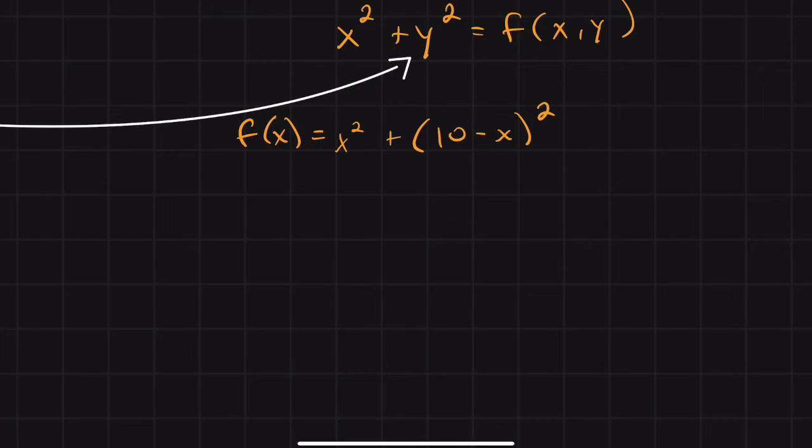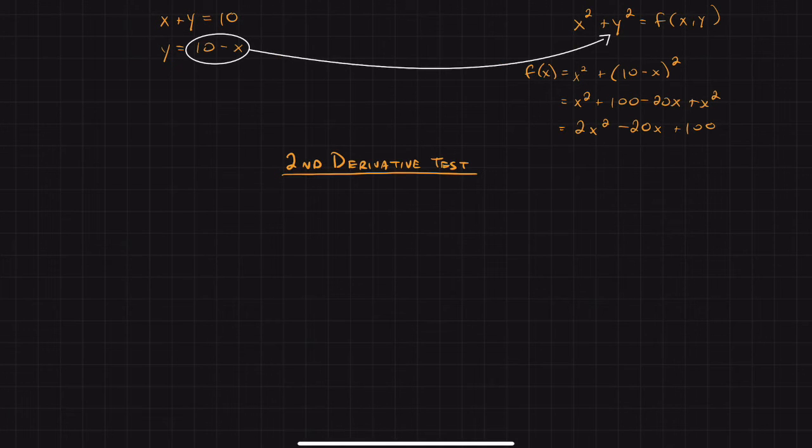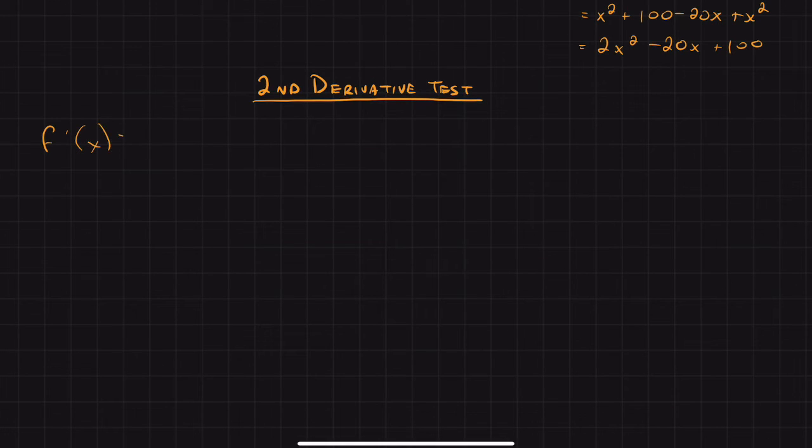Since we have to take the derivative of f, it might help to simplify this problem as much as possible first. If we multiply out that parentheses, that would give us 100 minus 20x plus x squared. And then we can combine like terms, and that would give us 2x squared minus 20x plus 100. Now f of x is ready for us to take the derivative. Since f of x is a polynomial, I'm going to use the second derivative test, because that'll more than likely be the fastest way to find our solution. We start by finding f prime of x. The derivative of f would be 4x minus 20.